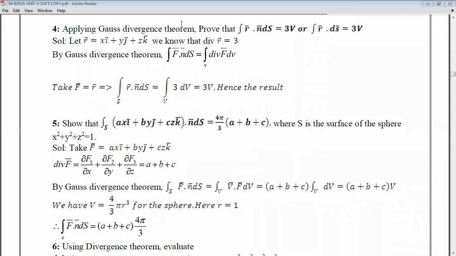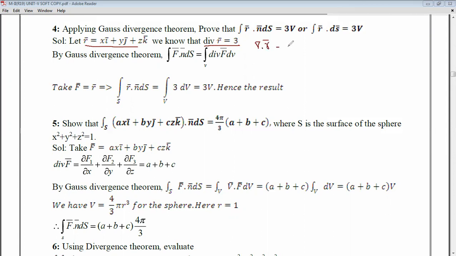Okay, so already we know that r bar is nothing but what we wrote, xi plus yj plus zk. So this is the r bar we choose. And what about the divergence of r bar? Divergence of r bar is nothing but the dot product between del and r bar. So del dot r bar, that we already did in the fourth unit.